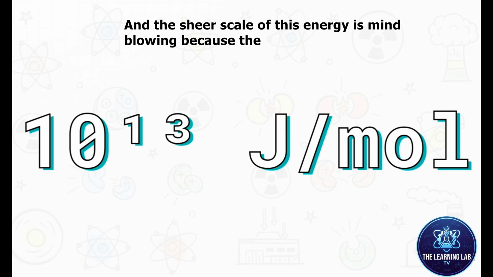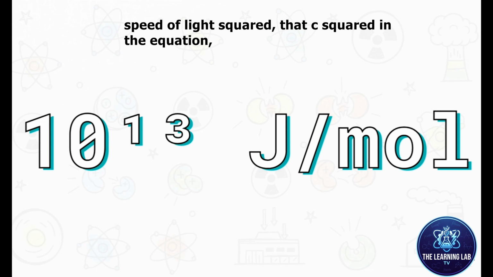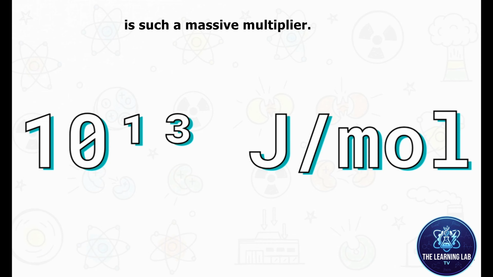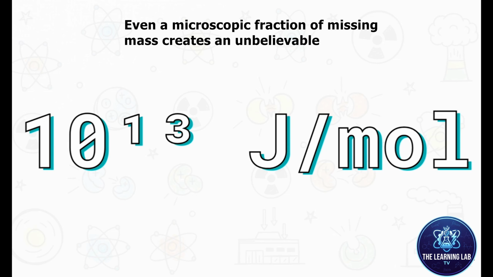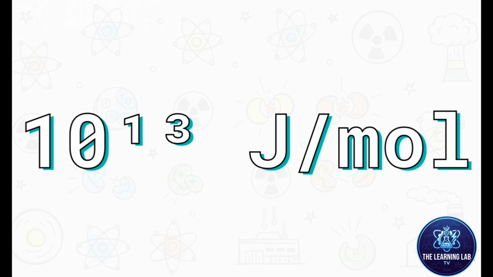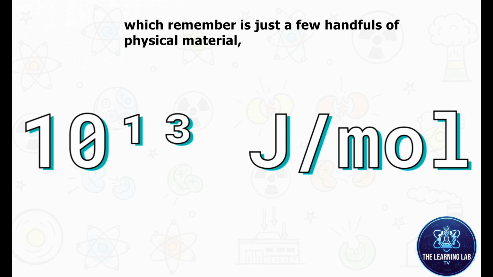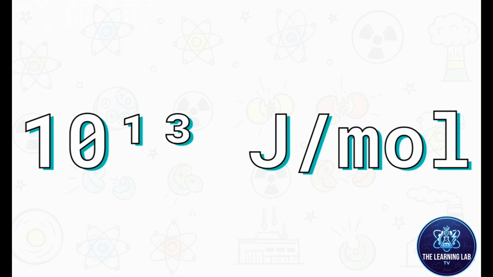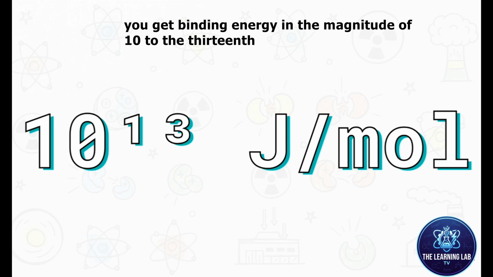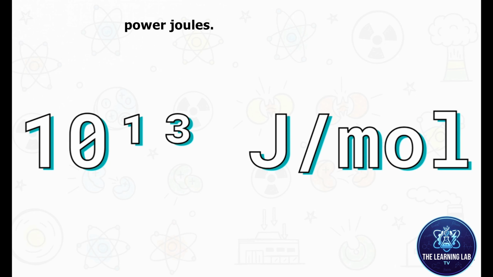And the sheer scale of this energy is mind-blowing, because the speed of light squared, that c squared in the equation, is such a massive multiplier, even a microscopic fraction of missing mass creates an unbelievable amount of energy. If you do the math for just 1 mole of an isotope, which remember is just a few handfuls of physical material, you get binding energy in the magnitude of 10 to the 13th power joules. That is a massive amount of energy.